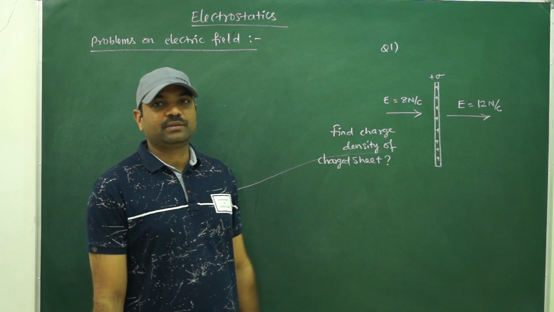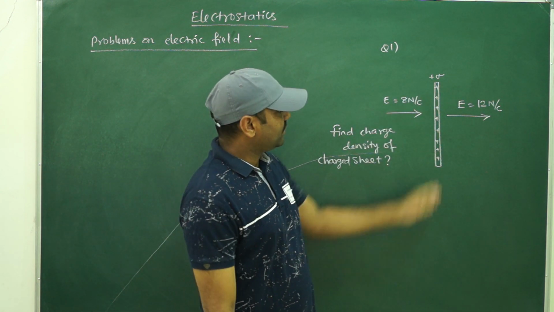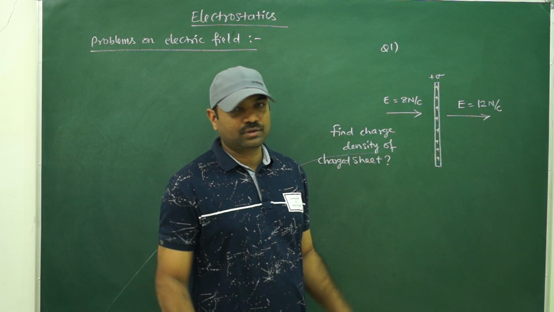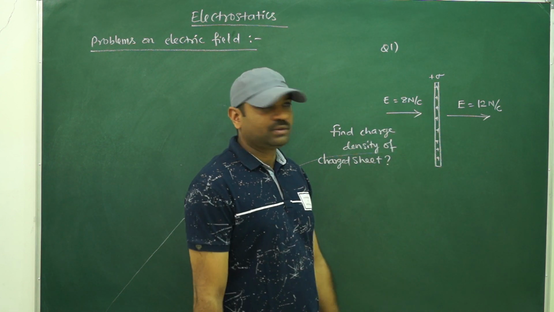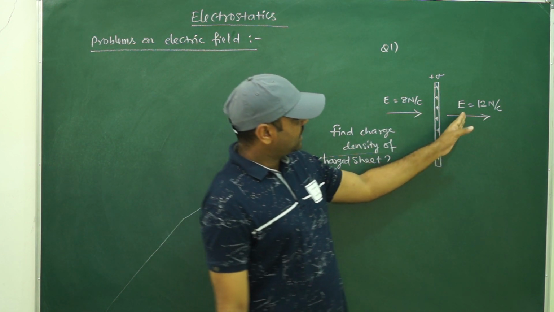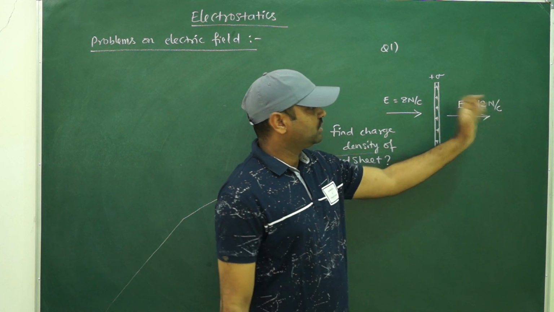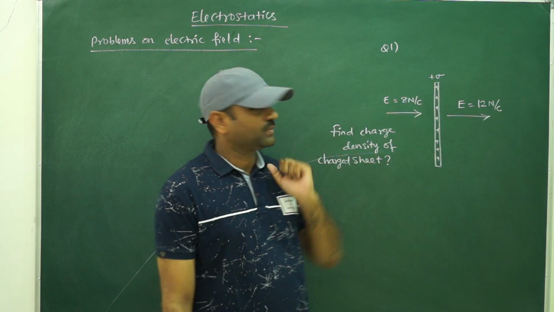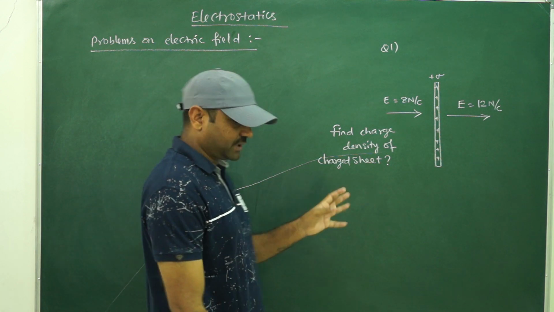We have one question: one charge sheet is there which is infinitely long and carries a charge density sigma, which we don't know. On one side the electric field is given as 8 Newton per coulomb, and on the other side the electric field is 12 Newton per coulomb. They are asking what is the charge density of the charge sheet.